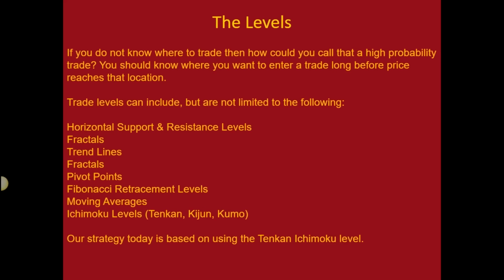All right, so one thing is the levels. We're going to talk about the levels. If you don't know where to trade, then how could you call the trade high probability? You should always know where your trade entry is long before price reaches that location. Some trade levels can include, but are not limited to, the following: horizontal support and resistance levels, fractals, trend lines, pivot points, Fibonacci retracement levels, moving averages, and Ichimoku levels, the Tenkan-sen, Kijun-sen, and Kumo. Our strategy today is going to be based on using the Tenkan-sen from the Ichimoku system.